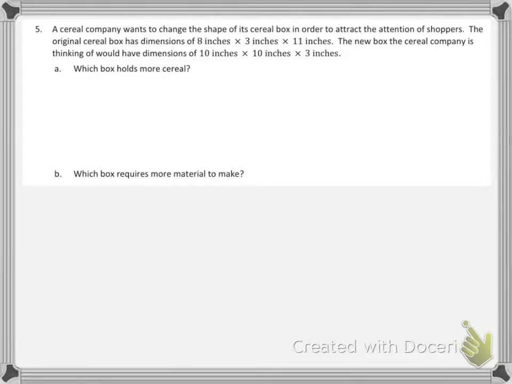Which holds more cereal? Well, that means volume, so we need the volume of both. So here's the original box: 8 times 3 times 11. That's 24 times 11, which is 264 cubic inches. That's the volume of the original box.